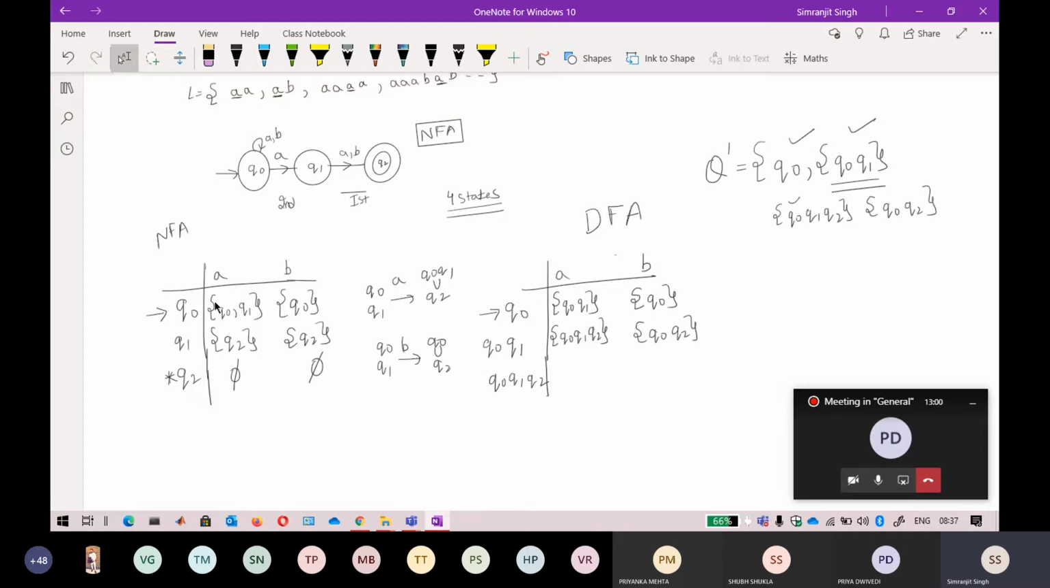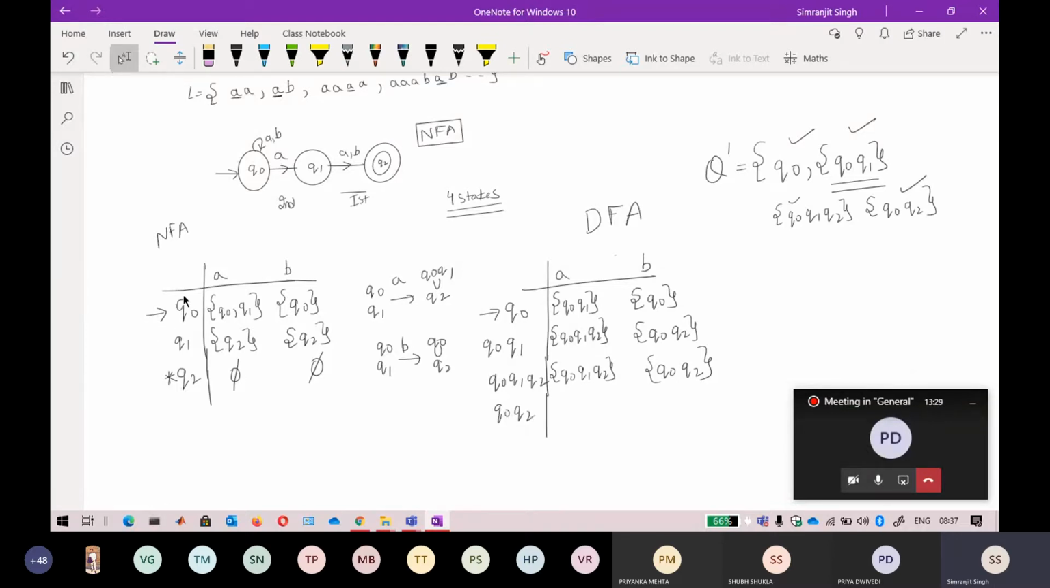So you just have to go back to the original table and do the union of Q naught, Q1, and Q2 on A. The answer will be Q naught, Q1, Q2. For B, it will be Q naught, Q2. By adding Q naught, Q1, Q2, there is no new state added. This is already added in the set, so there is no worry to add it. The last state is Q naught, Q2, so add Q naught, Q2 here.